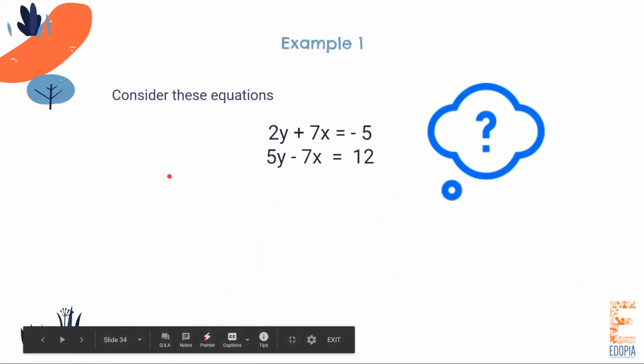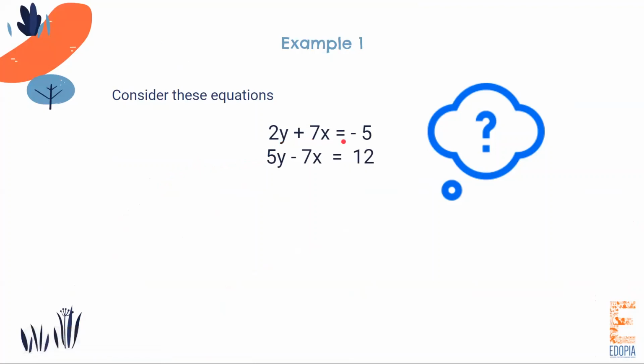Okay, now consider these two equations. 2y plus 7x equals minus 5 and 5y minus 7x equals 12. How do we solve these linear equations simultaneously so that we can find the value of variables x and y? Now our goal is to find the value of this x and this y, which is our point of intersection. As we notice from the equations, we have a common term 7x in both of the equations. The first equation has 7x and the second equation has minus 7x.